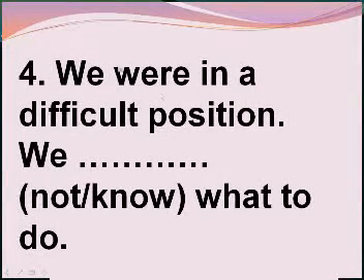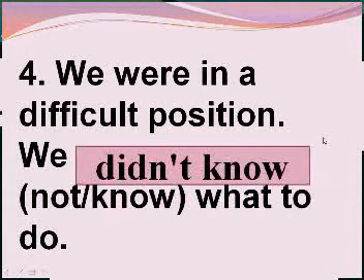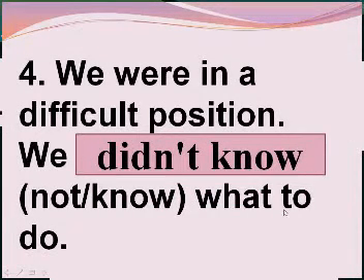Number 4: We were in a difficult position. We (not know) what to do. This time we have one tense. We didn't know what to do. Okay? Of course, you have to remember that know is one of the verbs that is not accepted in the progressive form. So there's no way we can say we were not knowing what to do. Of course not. We didn't know what to do.